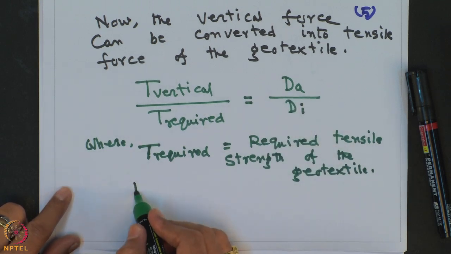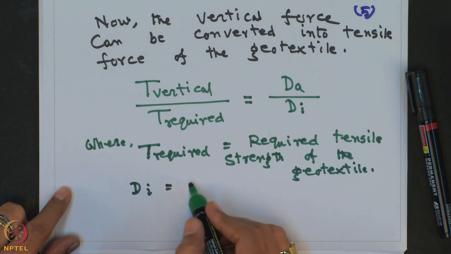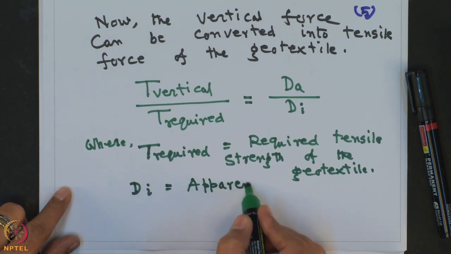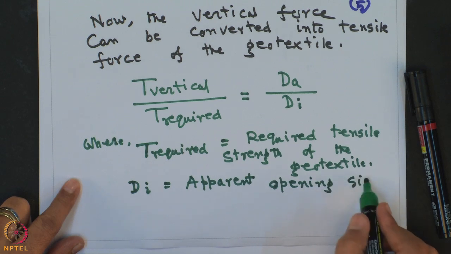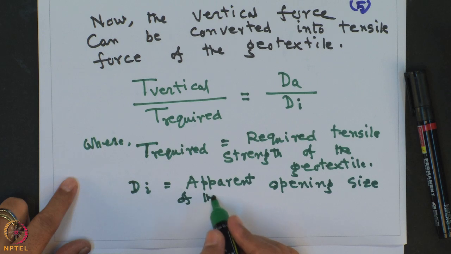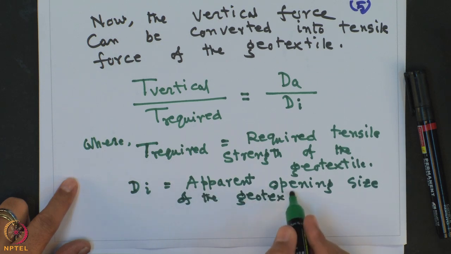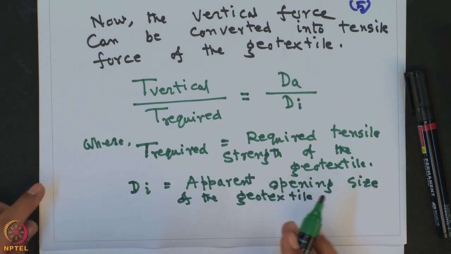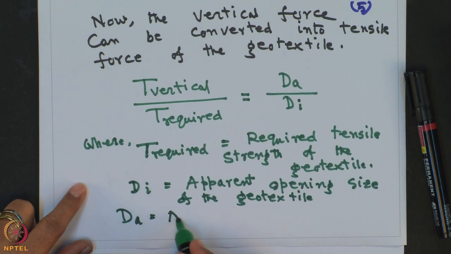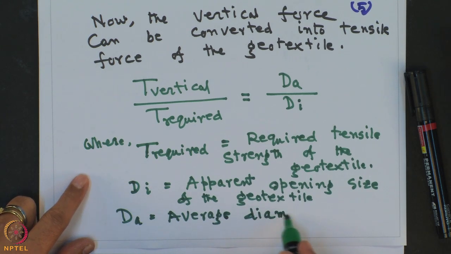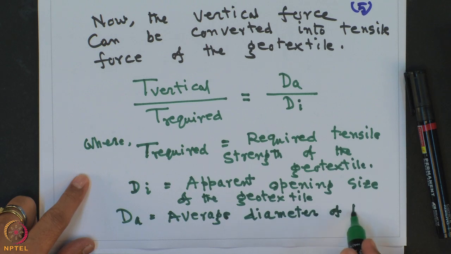And d of I is the apparent opening size of the geotextile, and dA is the average diameter of the puncturing object.